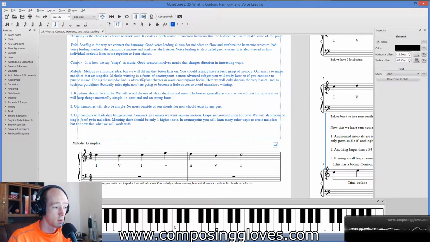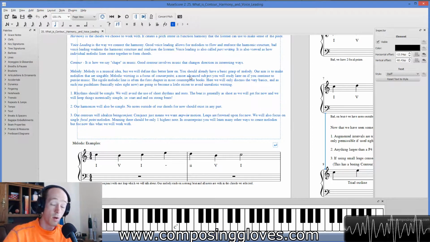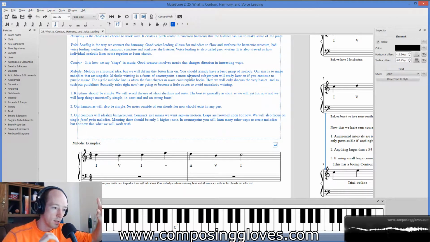Melodic writing is a focus of counterpoint. I felt like I should mention this here. So we have counterpoint, and that is a subject we will study later on, but their whole shebang is melodic writing. That's like the thing. Melodic writing, part writing, and how you make two or multiple independent lines come together to imply a harmonic structure, yet maintain individual melodies at the same time. There's a way to do it.